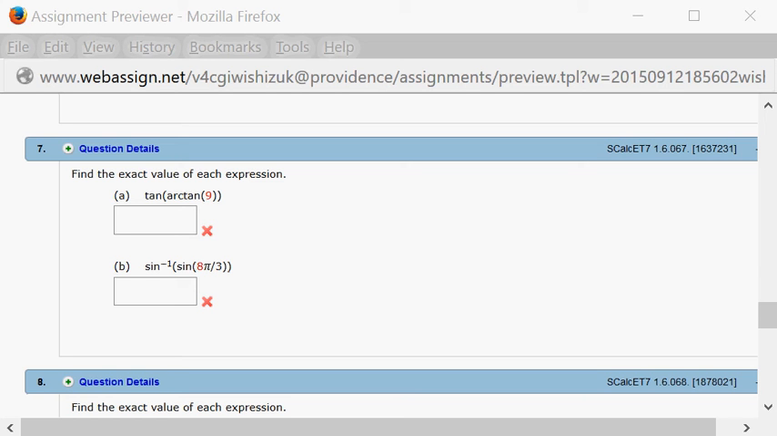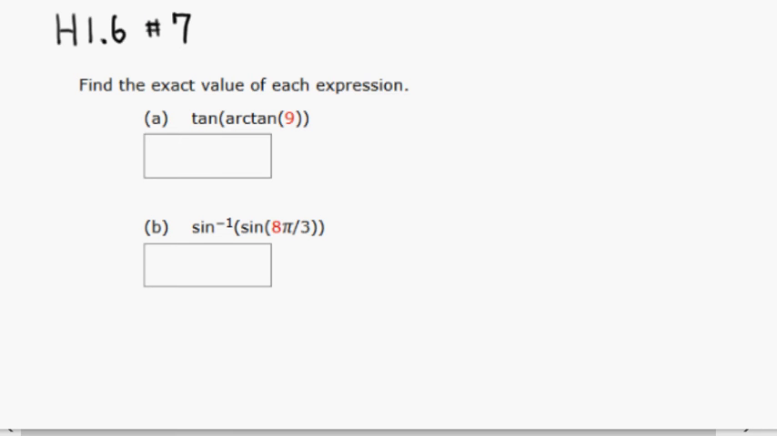Alright, let's look at homework 1.6, problem number 7. Let's simplify these two expressions. Say we have arctangent of 9. I'm going to call this guy theta. So arctangent of 9 is equal to theta.